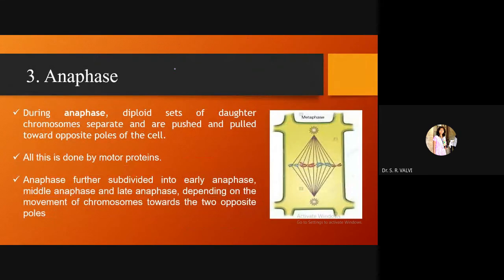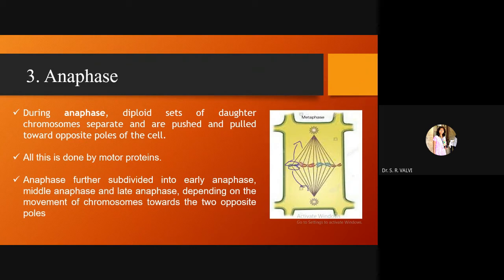Now come to the next phase, that is anaphase. Now in anaphase, what happens? What we have seen in metaphase is that all the chromosomes aligned in the center, right? Now that chromosome has the centromere in the center, which is attached with the help of spindle fiber. Now the half portion, or we can say the half chromatids, are moving towards this part, right? And half will move towards this.